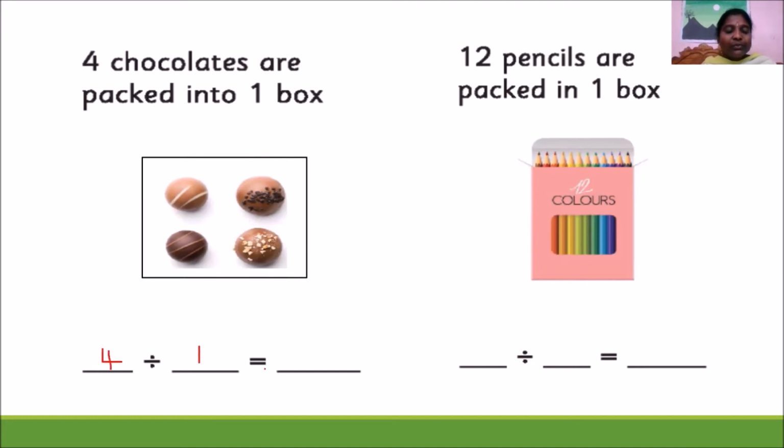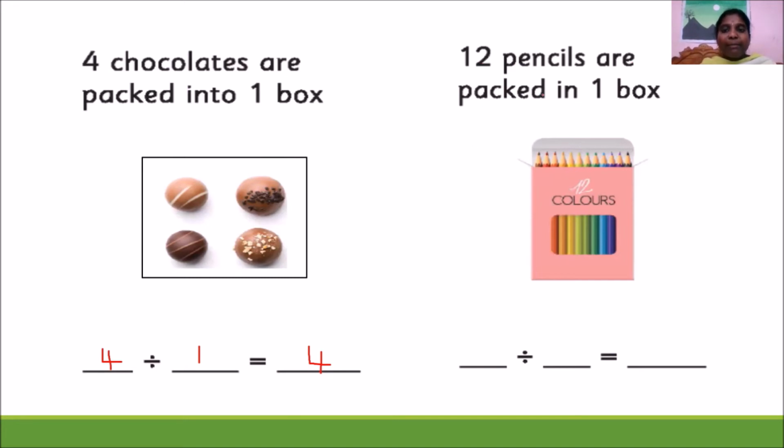What is the first property? Any number divided by 1, the quotient is the number itself. Here the number is 4. Very good. When the number 4 is divided by 1, we get the quotient 4. Very good. Let's see the second one.